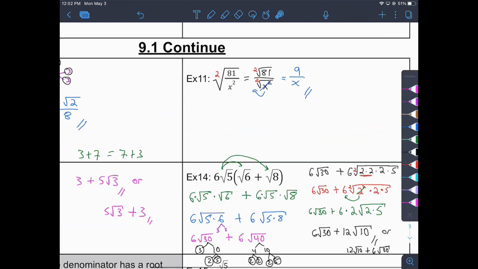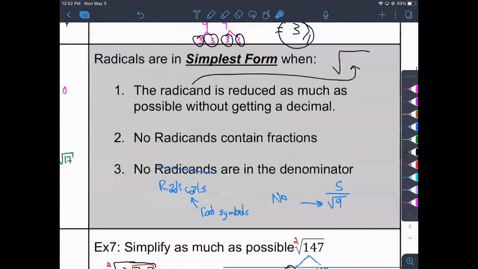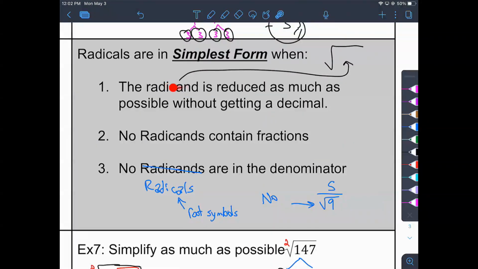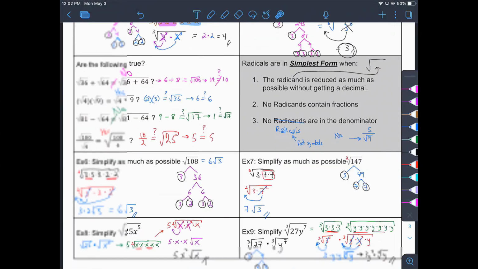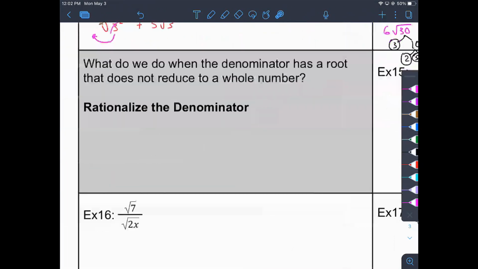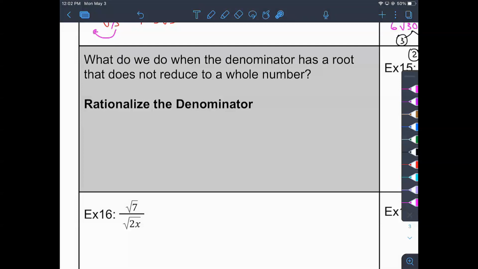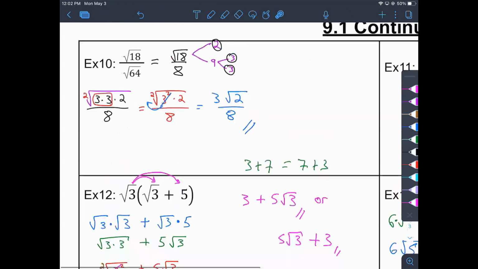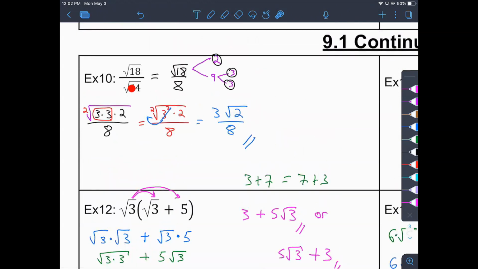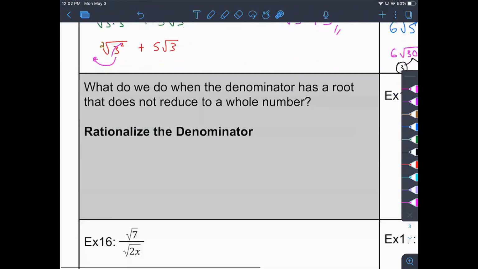Now, we keep referring to these rules of simplest form. You got to reduce the inside piece as much as possible. You can't have a fraction on the inside of the root. But then there's this one: no radicals are in the denominator. Okay, we have yet to see an example of this. What do we do when the denominator has a root that does not reduce to a whole number? Okay, we had it up here where it was a square root of 64, but that reduced to a whole number of 8. What if it doesn't reduce to anything?